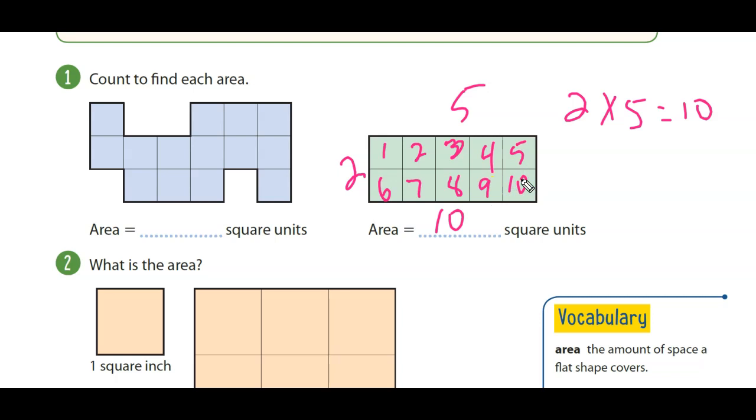But can I use the formula here, length times width? No, I can't because it's not a perfect square or rectangle. But I can count the squares though. I'm just going to go across. 1, 2, 3, 4, 5, 6, 7, 8, 9, 10, 11, 12, 13, and 14. So what's the area there? 14 square units.